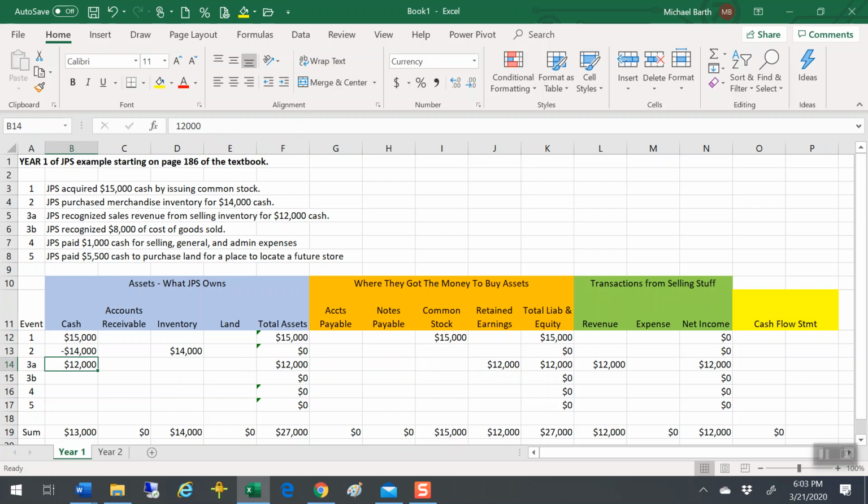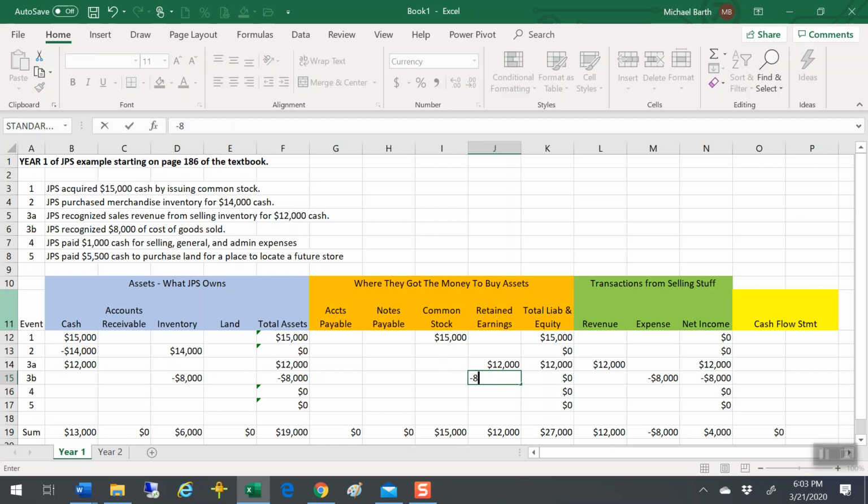But in the second part, they recognize $8,000 cost of goods sold. $8,000 cost of goods sold is an expense. And the cost of goods sold means that inventory had to go down by $8,000 to keep the balance sheet balancing.